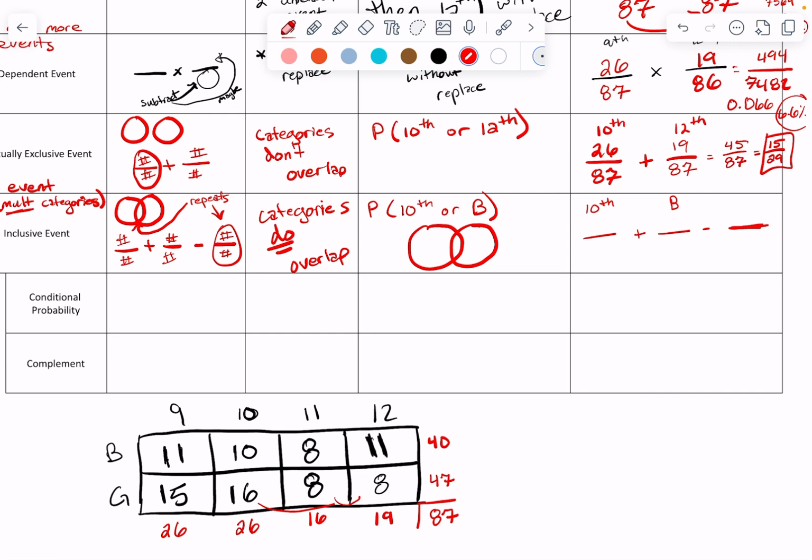10th graders, there are 26 10th graders. Boys, there are 40 boys total, right? But who's overlapped? These 10 people in the middle are overlapped because those 10 people are getting counted twice. They're getting counted over here in the 26 and over here in the 40. So I'm going to do 26 out of 87 plus 40 out of 87. But then I'm going to subtract 10 out of 87. Okay, because my 10 is my overlap.